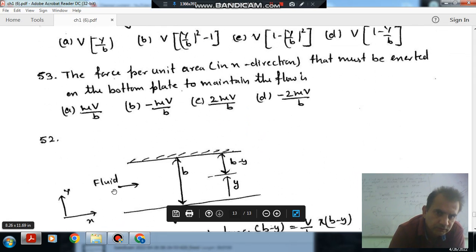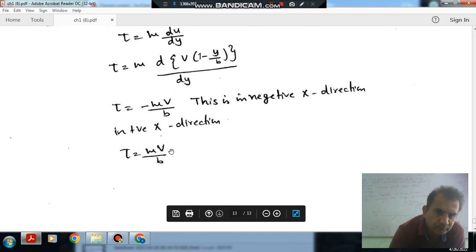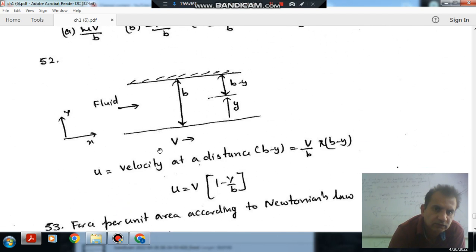So the force that should be exerted to maintain the flow, to overcome shear stress, should be mu V by b. So the answer is option A.